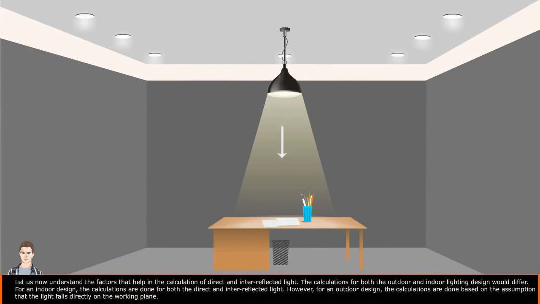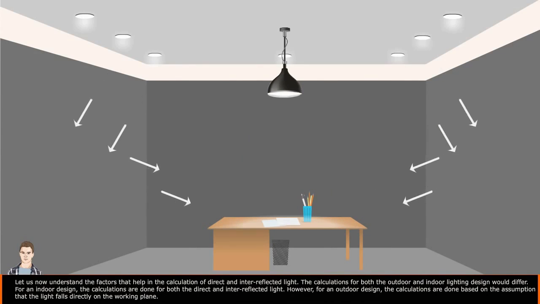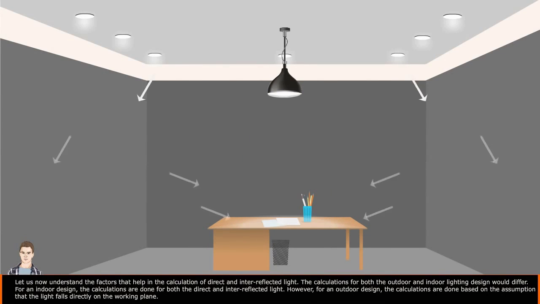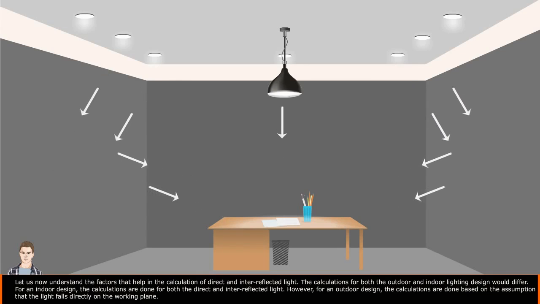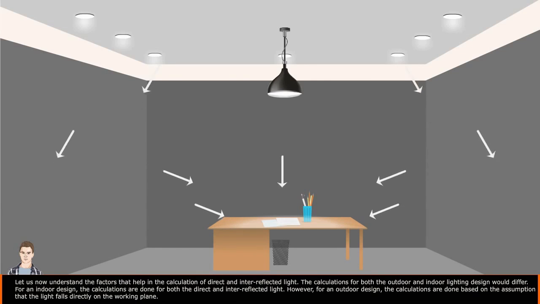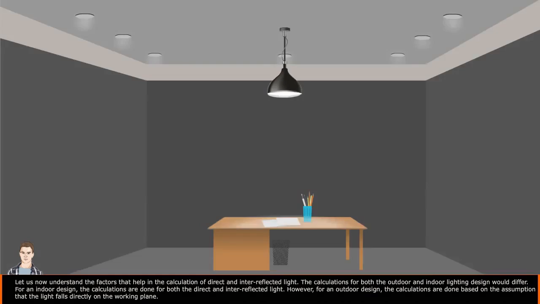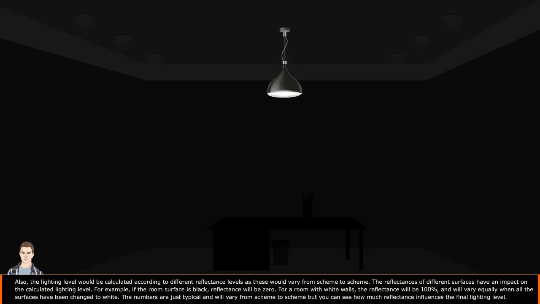Let us now understand the factors that help in the calculation of direct and interreflected light. The calculations for both the outdoor and indoor lighting design would differ. For an indoor design, the calculations are done for both the direct and interreflected light. However, for an outdoor design, the calculations are done based on the assumption that the light falls directly on the working plane. Also, the lighting level would be calculated according to different reflectance levels, as these would vary from scheme to scheme. The reflectances of different surfaces have an impact on the calculated lighting level.